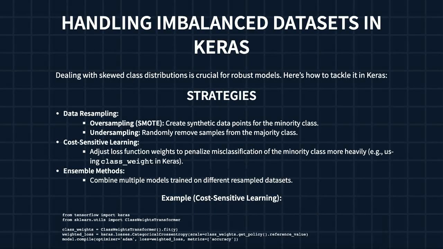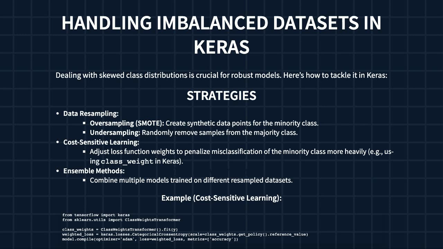Okay, so let's talk about imbalanced datasets. They are super common in real-world machine learning. If one class has way more examples than another, your model can easily become biased towards the majority class. To combat this, we have a few good strategies. First, you can try data resampling techniques.